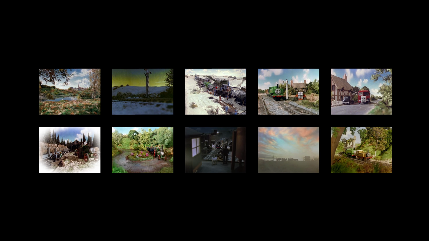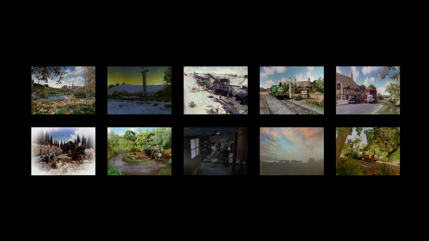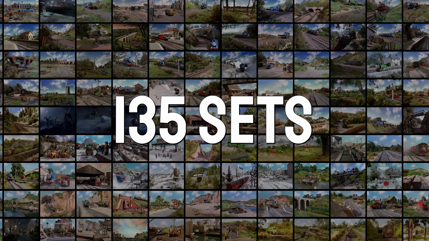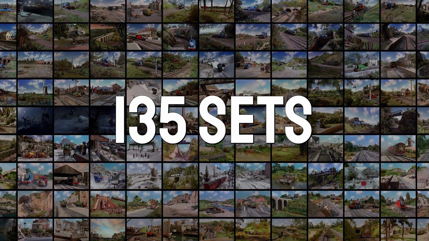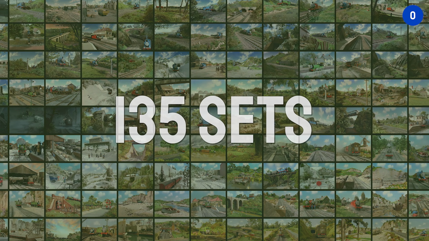Subtracting these 10 sets, which are either on the east side of Sodor, or are too non-definitive to pinpoint their locations, that gives us a grand total of 135 sets to place on this map. And I will be keeping track of all of them in the ticker in the corner of the screen as we go.